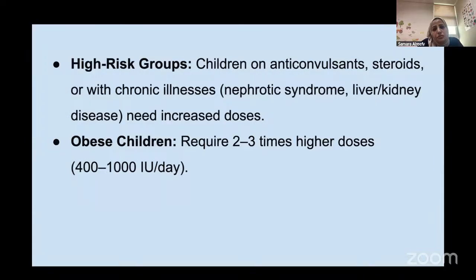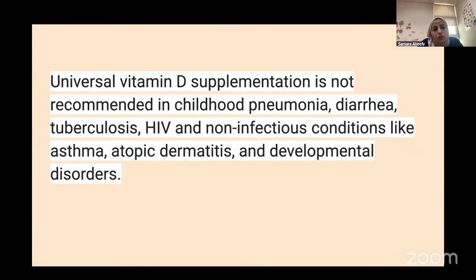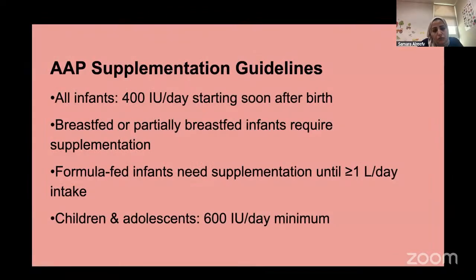Now, high-risk groups, children on anticonvulsants, steroids, or with chronic illnesses need higher doses. Obese children also require 2 to 3 times higher doses, like we mentioned. Universal vitamin D supplementation is not recommended in childhood pneumonia, diarrhea, TB, HIV, and non-infectious conditions like asthma or atopic dermatitis. Now, the American Academy of Pediatrics supplementation guidelines also advise almost the same as the Indian Academy.